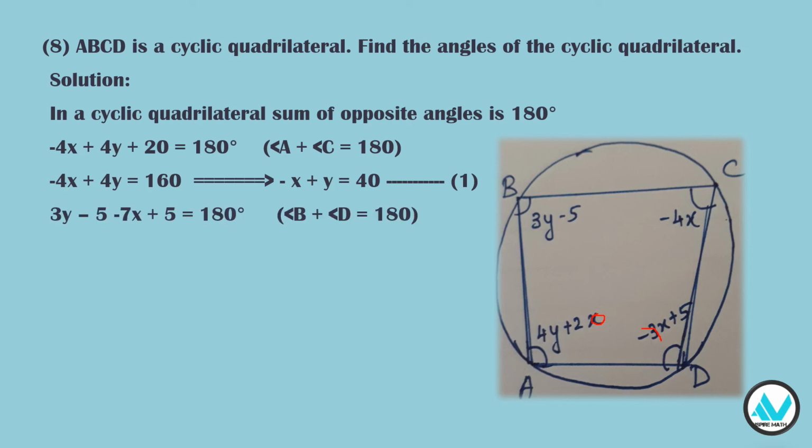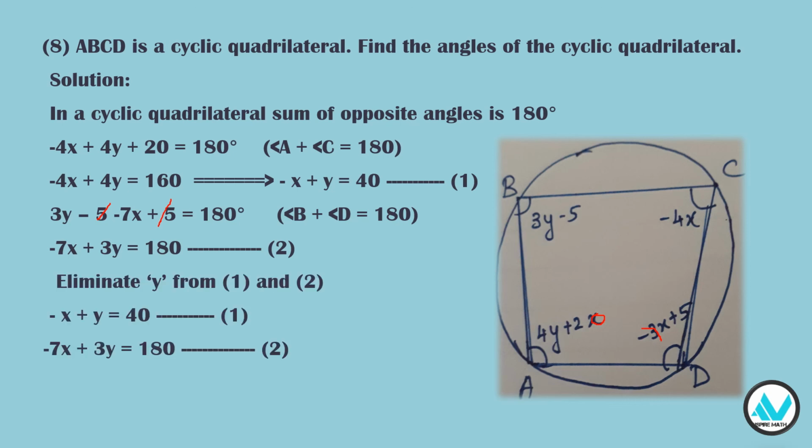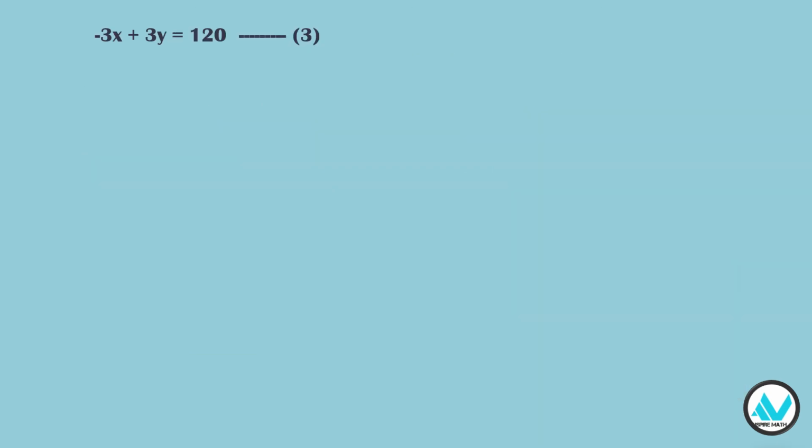Now let me use the second condition, that is 3y minus 5 minus 7x plus 5 equal to 180. Now minus 5 and plus 5 gets cancelled. So I have minus 7x plus 3y equal to 180. That gives me second equation. Now eliminate y from equation 1 and 2. For that I have to multiply equation 1 by 3. So I get minus 3x plus 3y equal to 120.